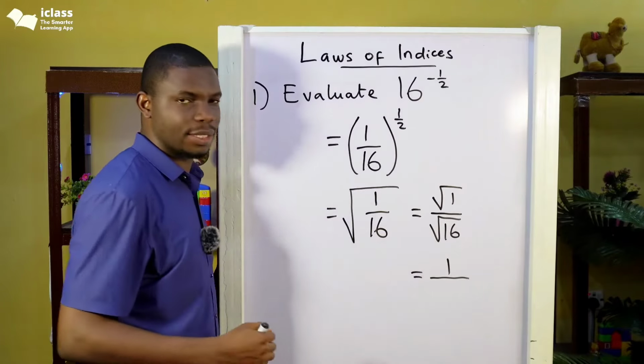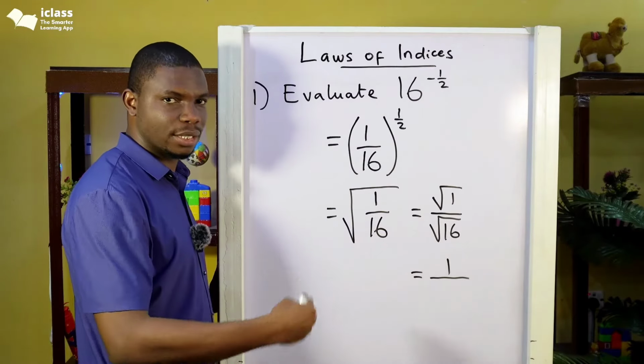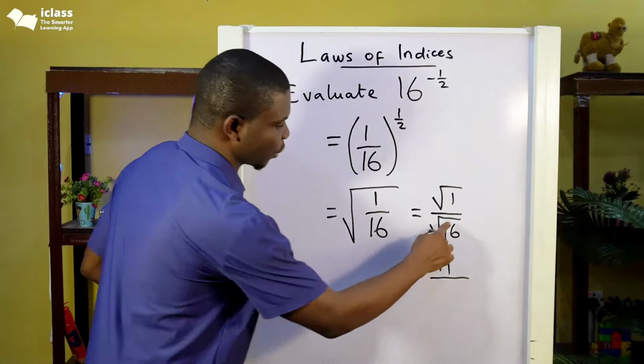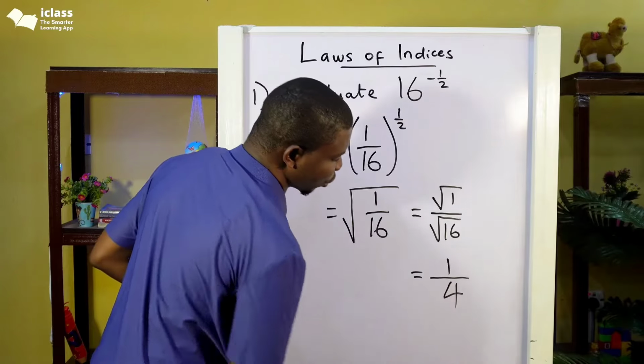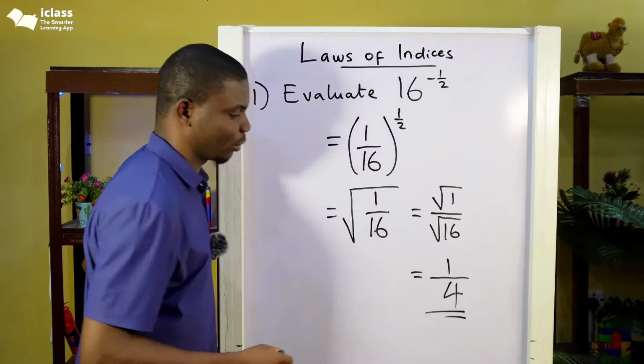What's the square root of 16? What will you multiply by itself to get 16? Multiply 4 by itself to get 16. So the square root of 16 is 4. And so our answer is 1 over 4.